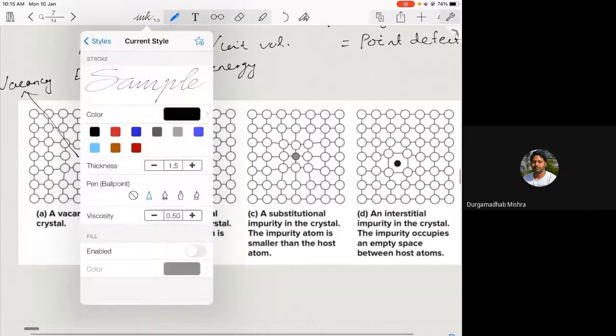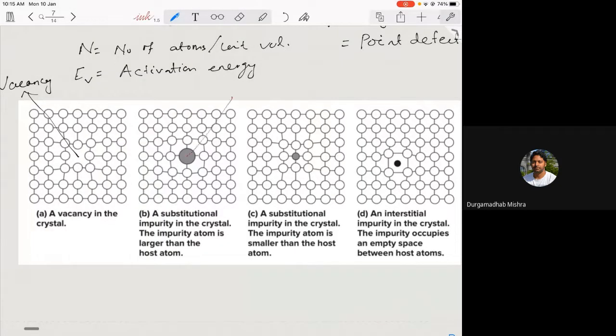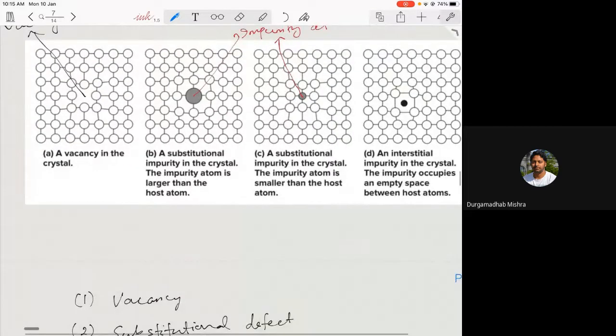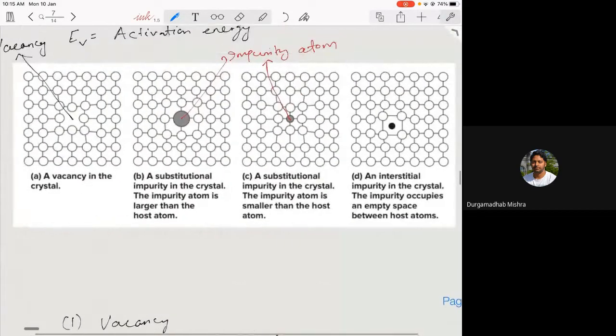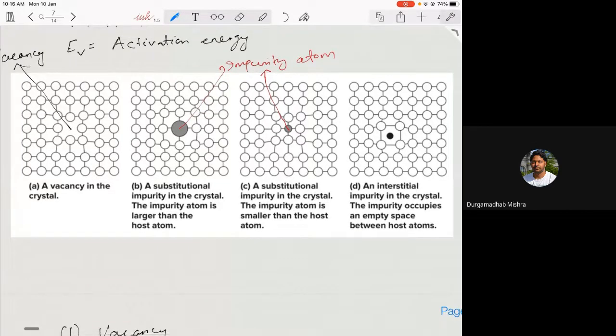So you have an impurity here. This is an impurity atom. It can be large or it can be small. So they can go and occupy that vacant position. And that is known as a substitutional impurity, and it's like a substitutional defect. So you can replace that vacancy by another kind of atom, not the atom which makes the crystal, and therefore they are called impurity atoms.